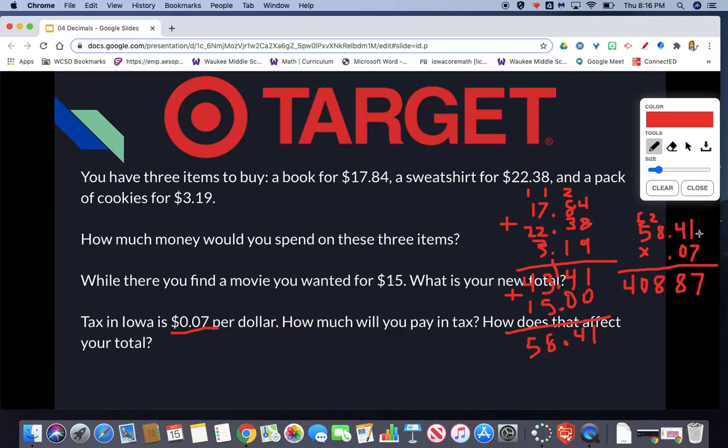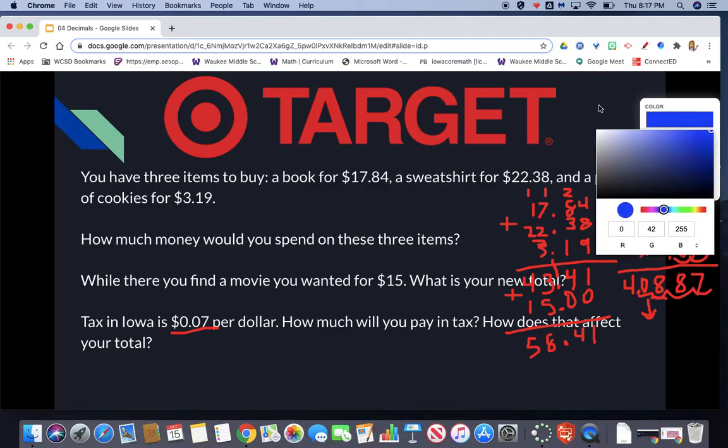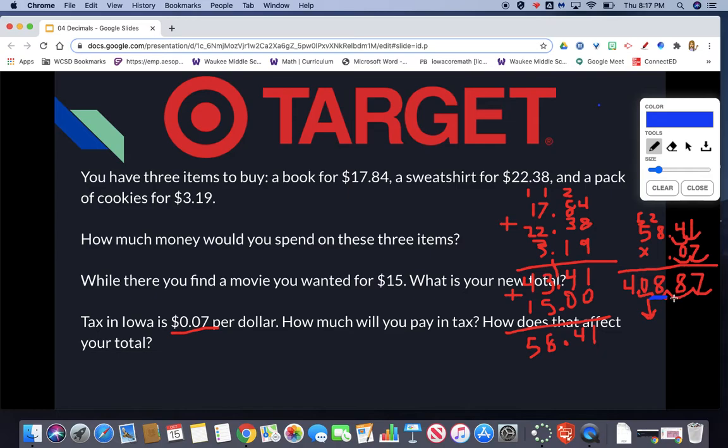Reminder that now we count how many numbers are after the decimal in the problem. 1, 2 for the first number, 1, 2 for the second number. That's 4 places I need to travel. Okay, now money does not go past the hundredths place. So this doesn't quite make sense to us in the money world. We might need to do some rounding here. This looks like about $4.08 in the money world, but if we look at that last 8, the number right next to it is an 8.